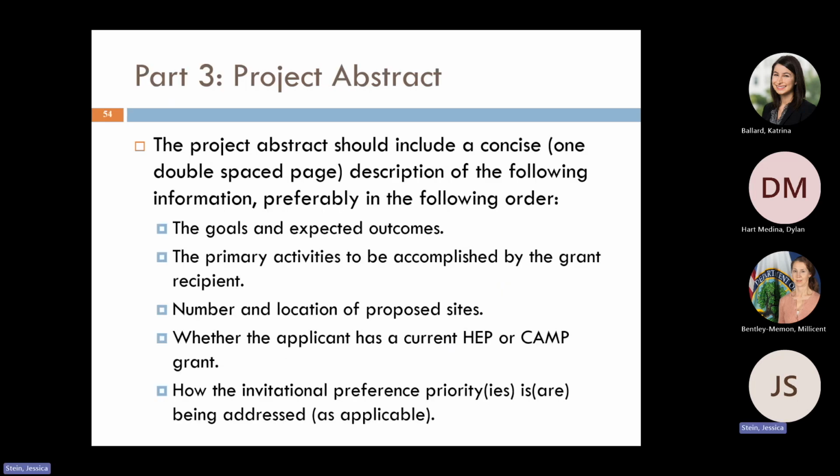Next, we will review the project abstract. This is Part 3. The project abstract should include a concise, that is one double-spaced page, description of the following information, preferably in the following order: the goals and expected outcomes, the primary activities to be accomplished by the grant recipient, the number and location of proposed sites, whether the applicant has a current HEP or CAMP grant, and how the invitational preference priorities are being addressed as applicable.